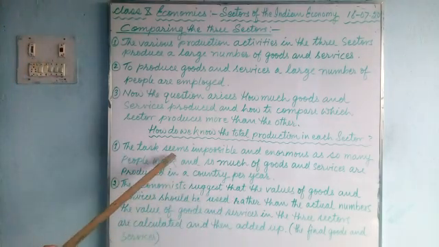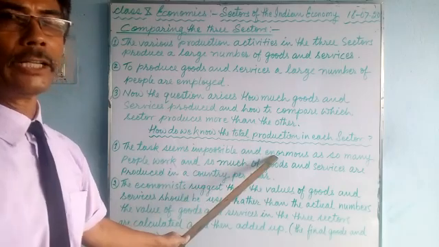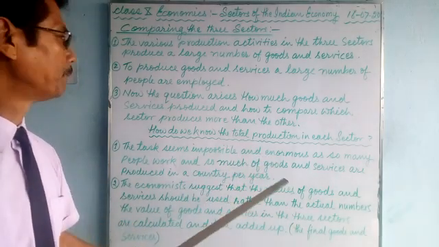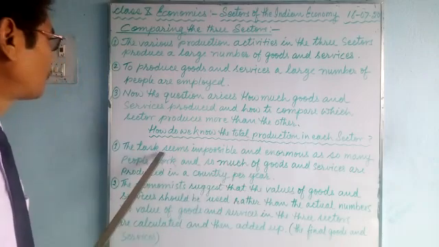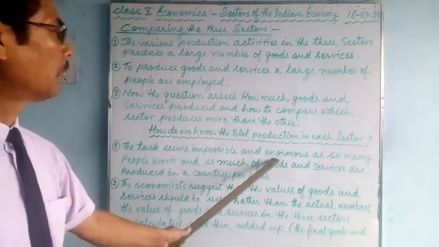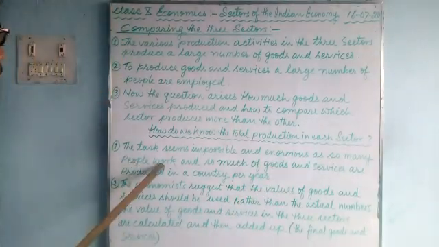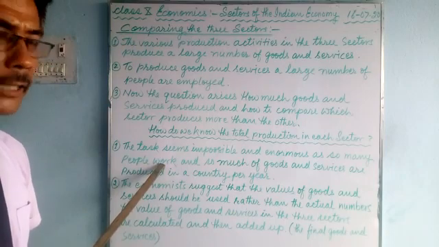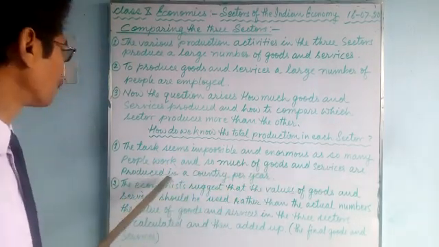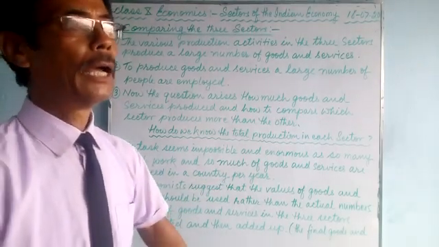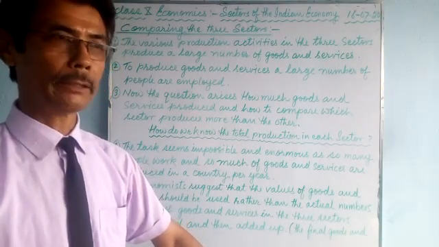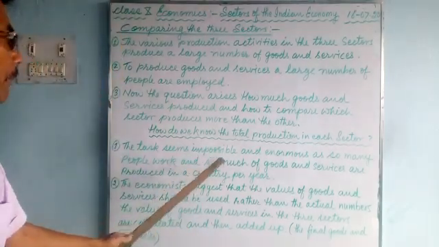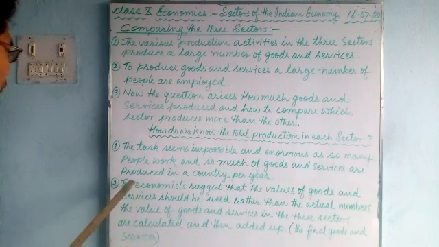Calculating the task seems impossible and enormous. Enormous means very big, huge and difficult. How to go and count how much goods and services are produced? It looks quite impossible, a very big problem, as so many people work in various sectors, and so much goods and services are produced in a country per year. Various types of goods and services are produced, and people are employed in different numbers in various sectors. So the task is enormous.